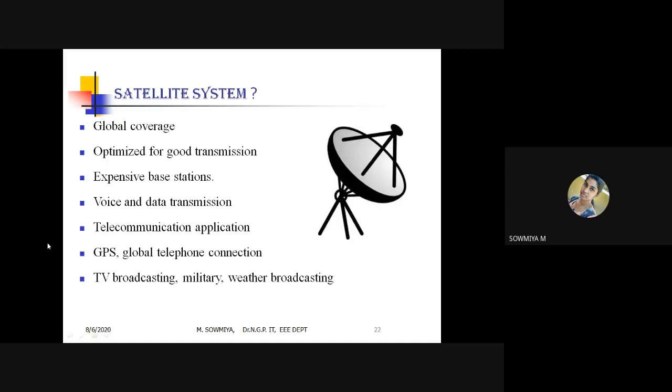And also it is a major thing which is widely used in TV broadcasting, military and weather broadcasting and so on. And it plays a vital role in voice and data transmission. Satellite system is a data source which till now uses expensive base stations. And also it has been optimized for good transmission. Satellites play a vital role in global coverage also.